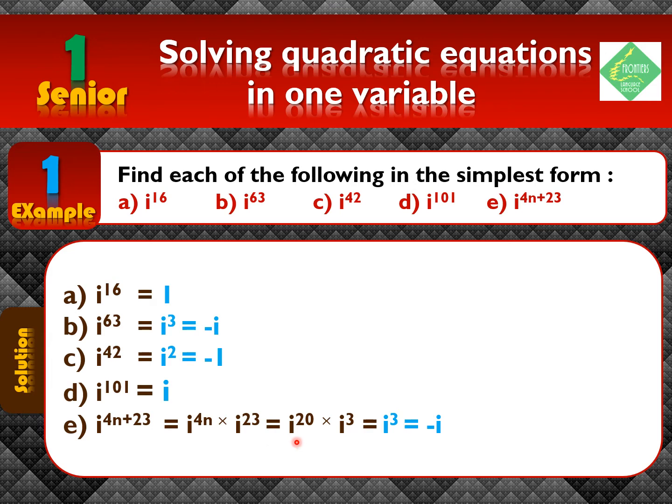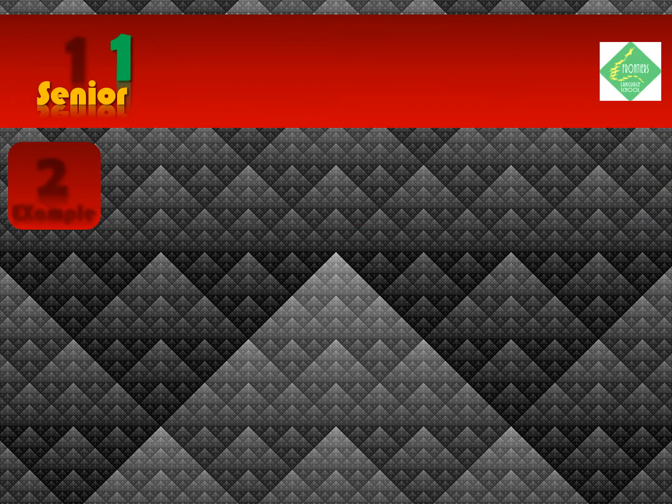It's composed of I power 20 times I power 3. Why do I choose 20? Because 20 is a multiple of 4. Ask yourself, can 23 be divided by 4? No, decrease 1. Is 22 divisible by 4? No. Is 20 divisible by 4? Yes. So write I power 20 and write the remainder of the power, which is I power 3. I power 20 can be written as 1, and 1 times I power 3 is I power 3, which, as we said before, is negative I. Another example.